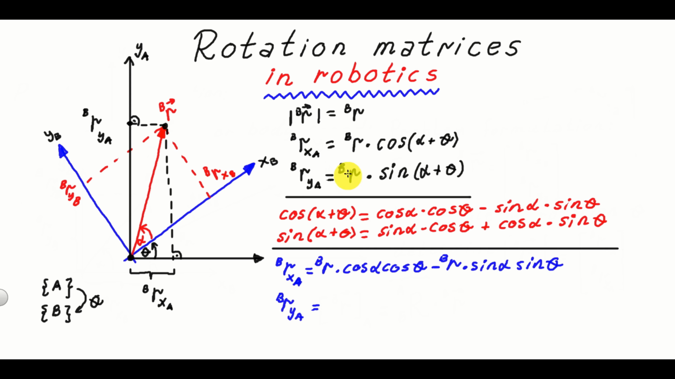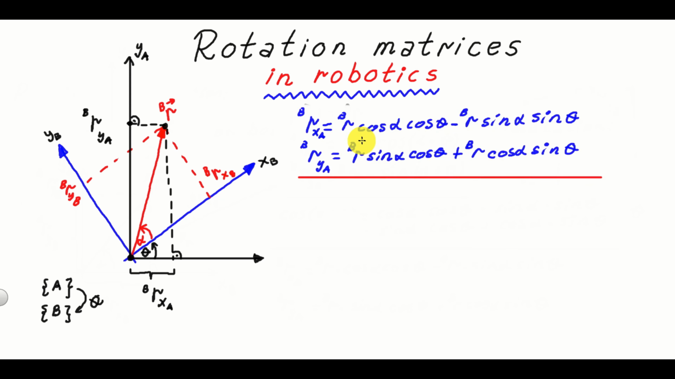RBYA is equal to, again, RB multiplying the first term plus RB multiplying the second term. So we have RB over here multiplying sine alpha cosine theta, plus RB over here cosine alpha sine theta. Good.